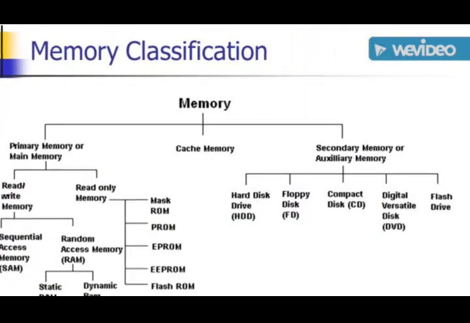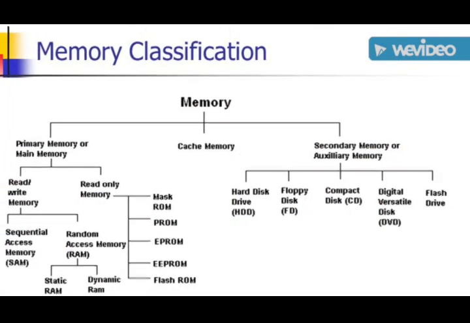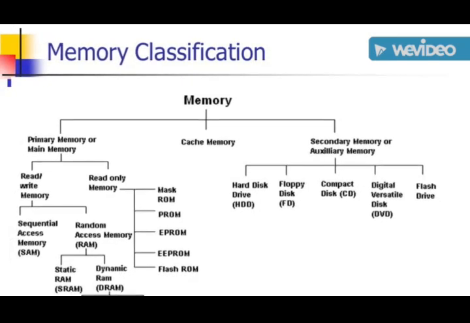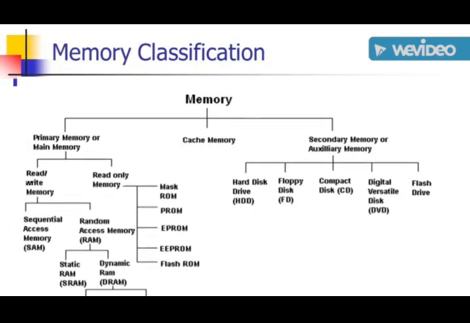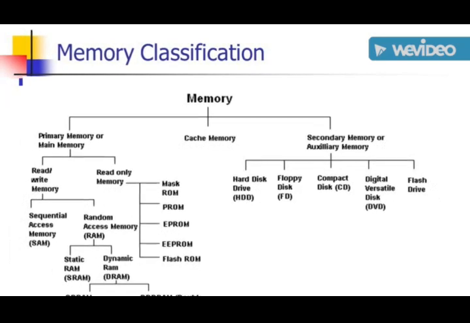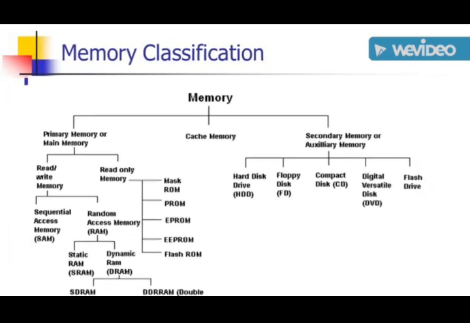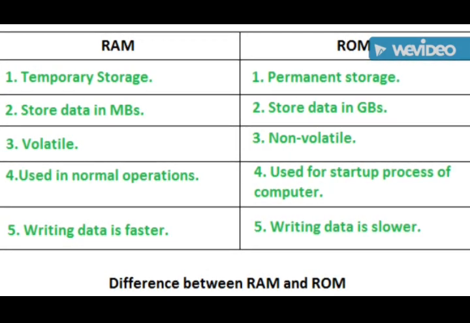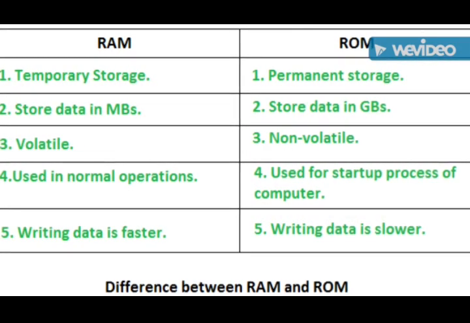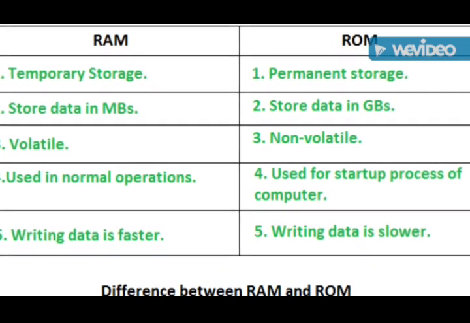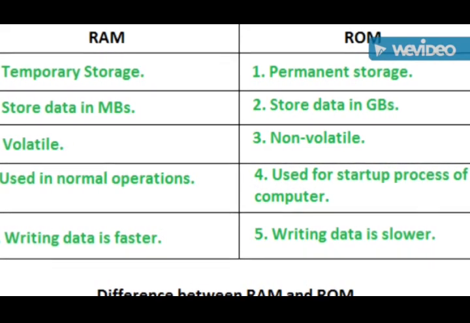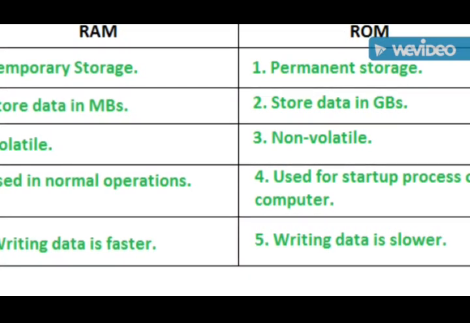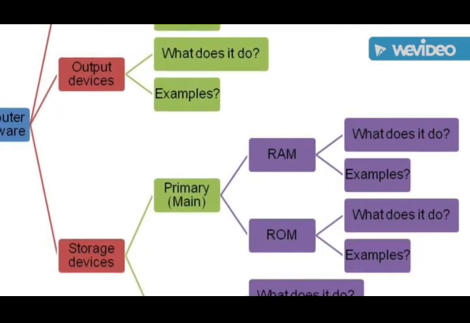Memory is classified into three parts: primary or main memory, cache memory, and secondary memory, that is auxiliary memory. Primary memory is categorized into RAM and ROM. RAM is temporary, ROM is permanent memory. RAM is volatile and ROM is non-volatile memory. RAM is used in normal operation and ROM is used in the startup process.